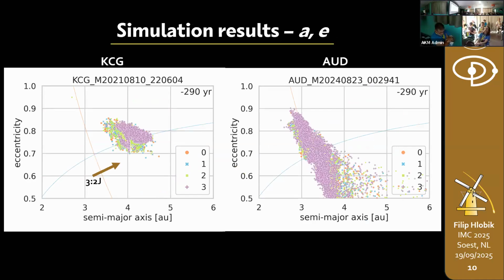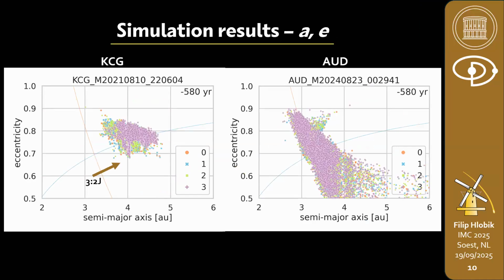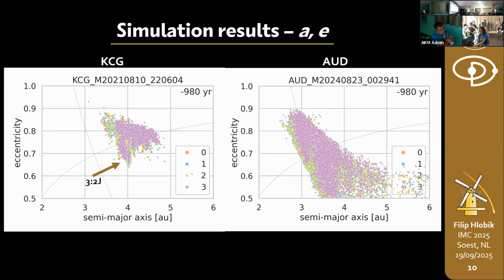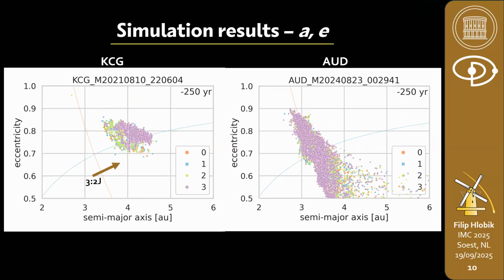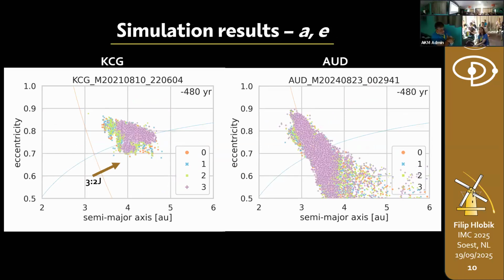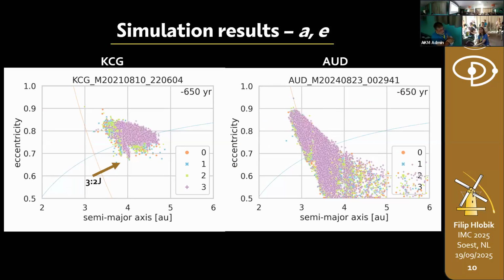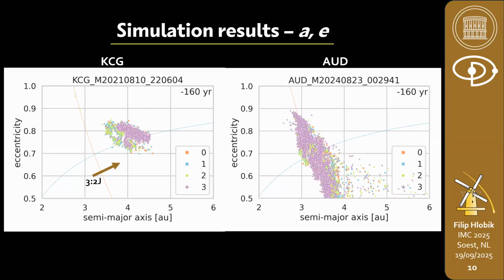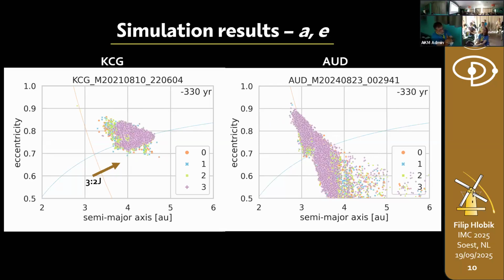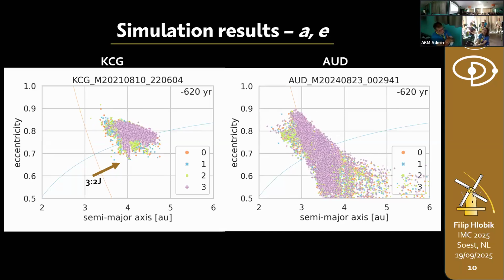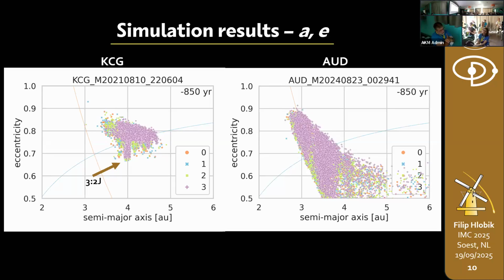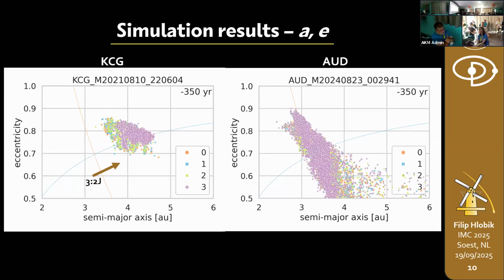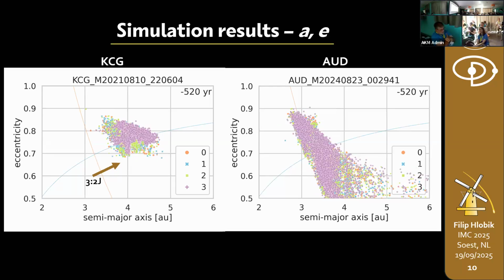Next, we can move on to semi-major axis and eccentricity, which is also plagued by the chaos. But out of the chaos, in the Kappa-Cygnid simulations, we can see a bunching or compacting around the 3-2 mean motion resonance with Jupiter, which is a bit different from the published results, which suggest a different mean motion resonance, and we're not quite sure at the moment why that happens.